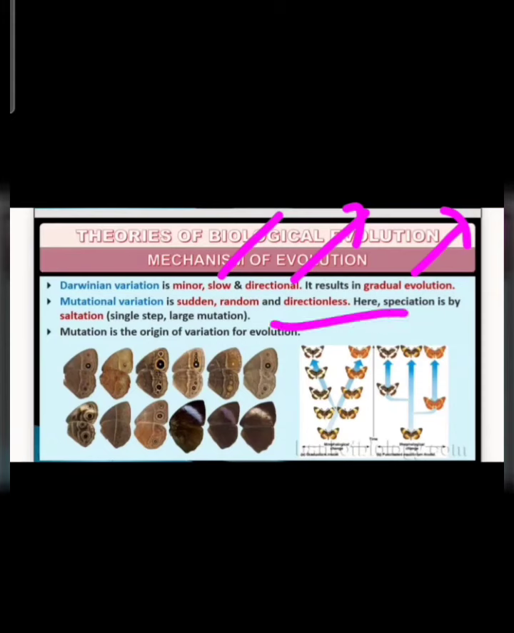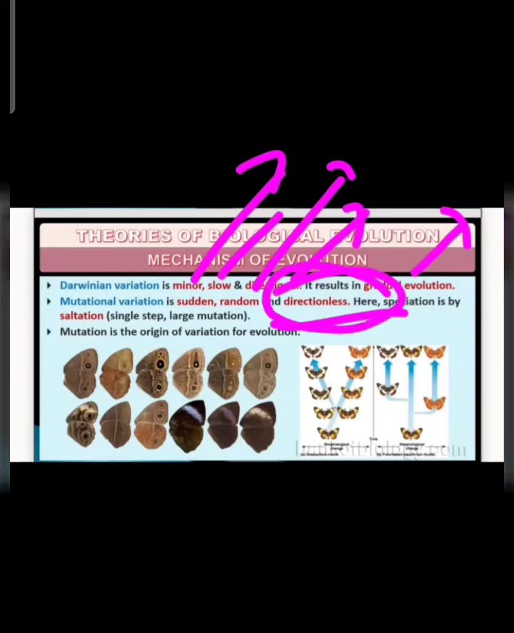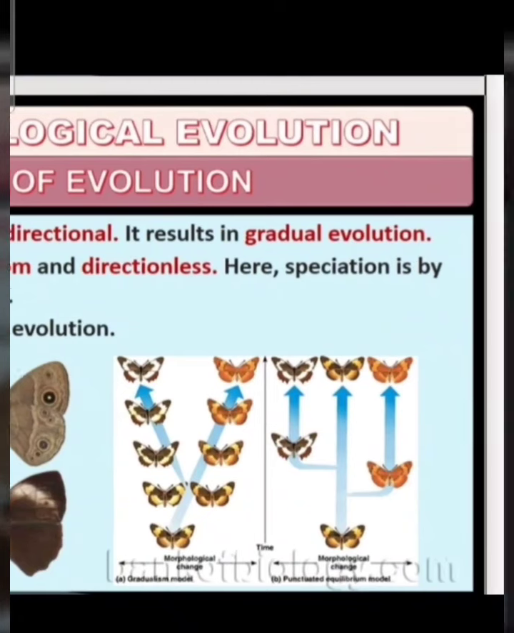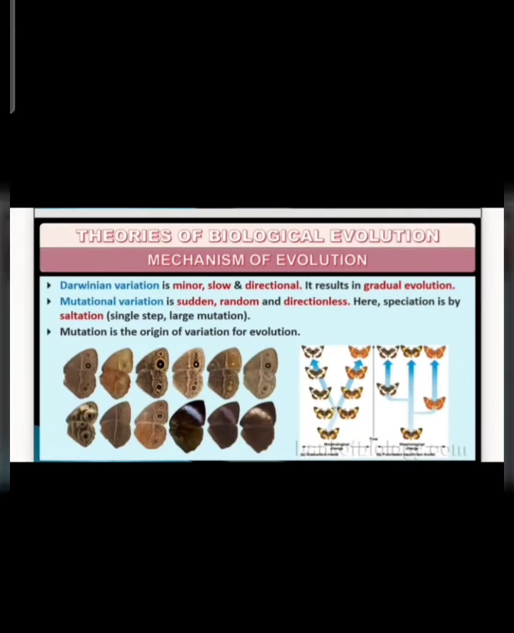But mutation variation, consider it might be sudden sometimes, and it is not for any specific reason, it is very random, and it is not having any direction, it is directionless. Here speciation is by saltation, that is single step and large mutation. So there will be single step and there will be larger mutation. So example you can see. Due to the mutation only, larger and sudden changes will occur.